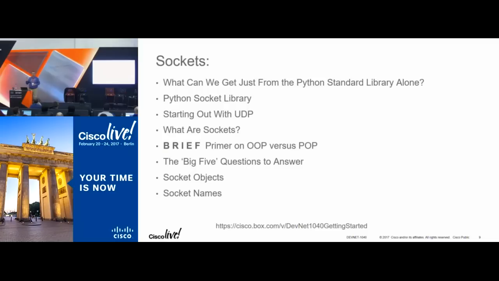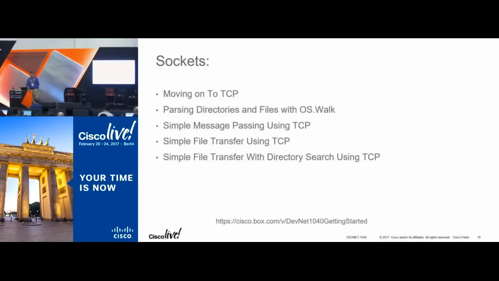We'll talk about how, in using the socket library, you have to answer 5 questions. Really 4, but we'll talk about the big 5. We'll talk about socket objects and socket names. What's the socket name? Then we'll move on to TCP. And to have an effective example, we're going to have to talk about how you parse through directories and files, because that's what TCP does. We're going to do a little file transfer.